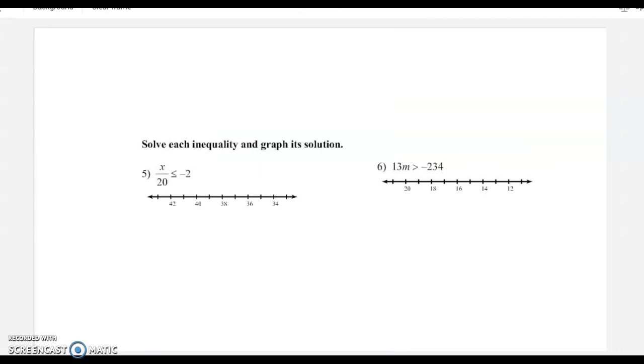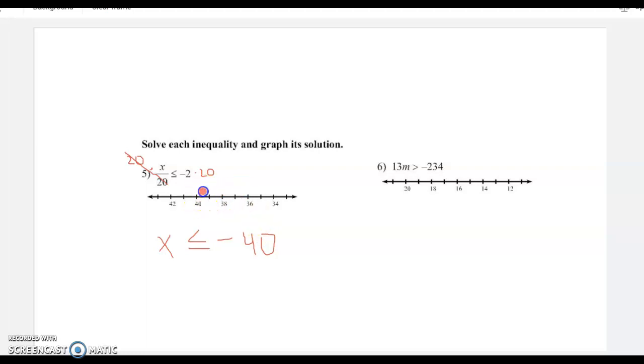So now we're also going to solve. So you solve an inequality just like you did an equation, except if you happen to multiply or divide by a negative, you have to flip the inequality. So like here on this one, x divided by 20, we know the opposite of dividing by 20 is to multiply by 20. What I do on one side, I have to do on the other side. So then the 20 over 20 cancels out. I would have x is less than or equal to negative 2 times 20 is negative 40. So you solve it just like you would an equation, except if you happen to multiply or divide by a negative, you flip the inequality.